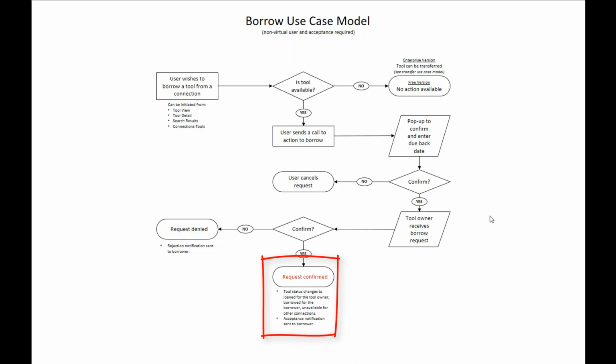If they confirm it, the borrower will get a confirmation that it has been accepted. And then the tool status will change to loaned for the tool owner, borrowed for the borrower, and unavailable to everyone else. Now let's look at the mobile devices.